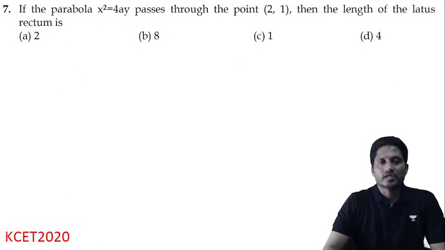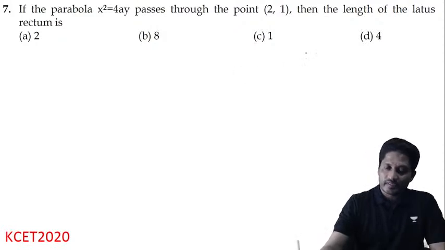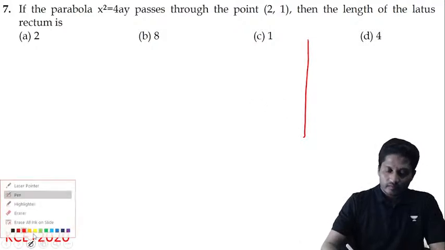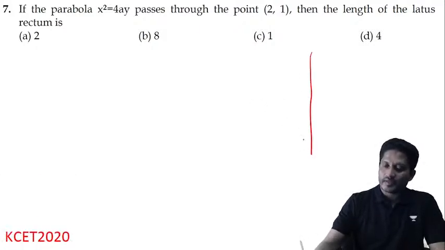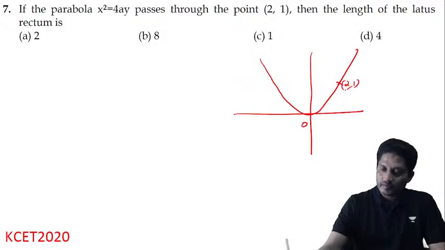Okay, if x square is equal to 4ay passes through the point 2, 1, what is the length of the latus rectum? Question on conic sections. X square is equal to 4ay is an upward parabola, right? Now it is given in the question, it passes through the point 2, 1. I'm supposed to find the latus rectum.